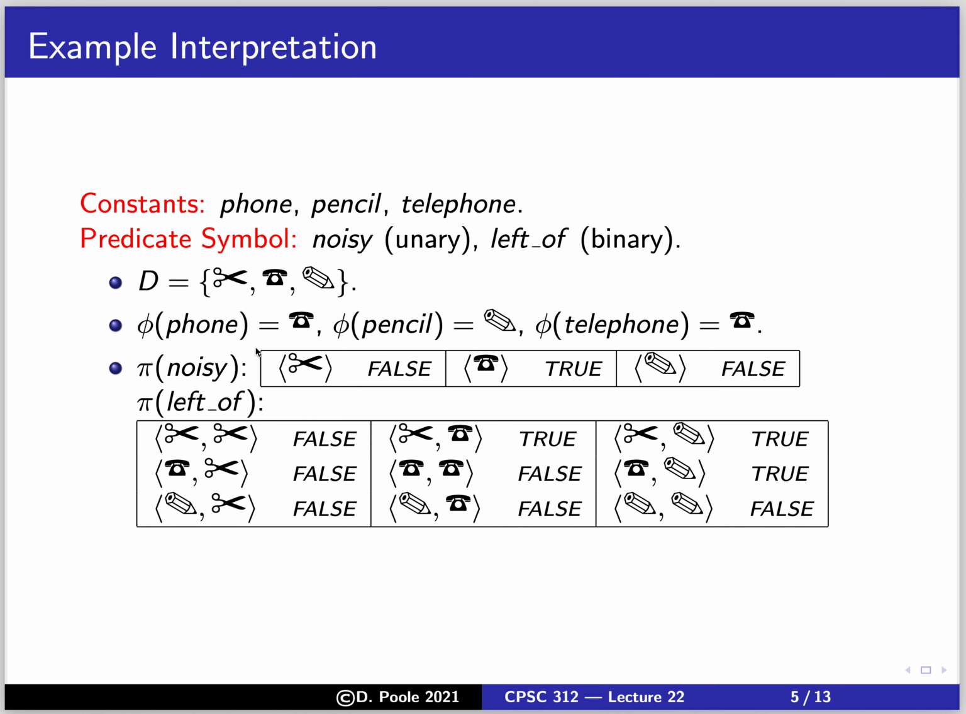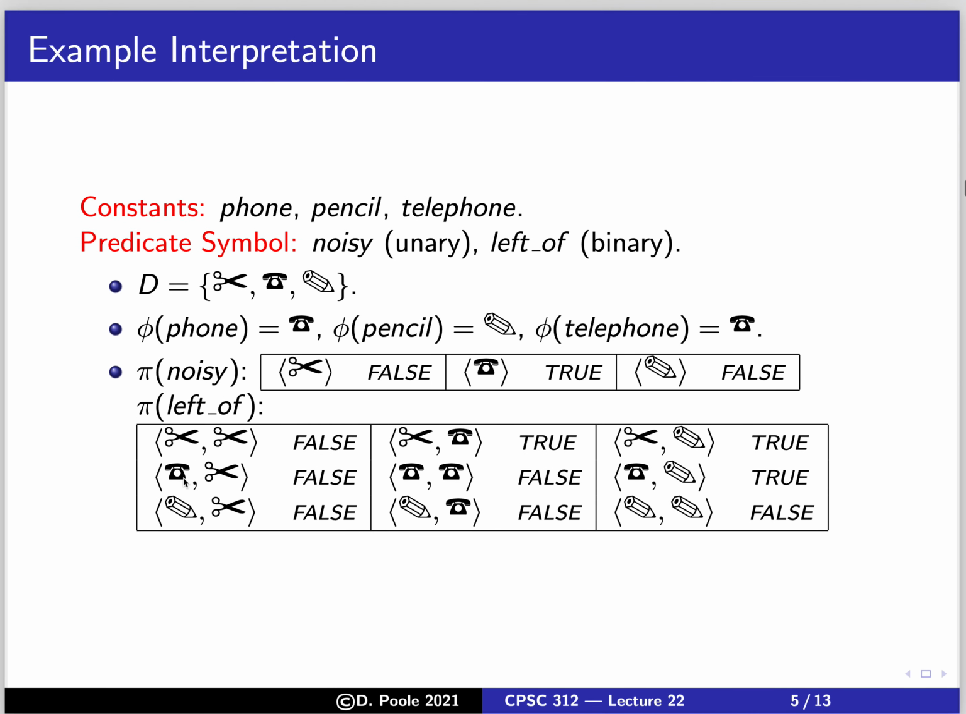And suppose, for noisy, phi maps these symbols, and pi of noisy maps each individual into whether it's true or not. Suppose this individual is false, this individual is true, and this individual is false. Now, left of is a binary predicate symbol, so it denotes a relation on two entities. For each pair of entities, we say whether it's true or false. Left of this one and this one is false. Left of the scissors, the scissor-like thing, and the phone, the old-fashioned phone, is true.